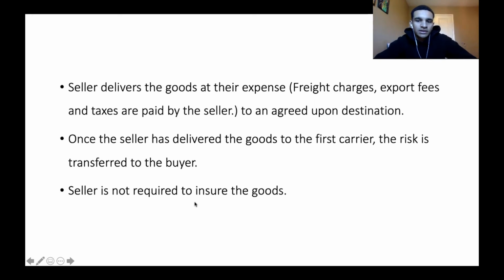Once the seller has delivered the goods to the first carrier, the risk is transferred to the buyer. So once I deliver my goods to, let's say, the first delivery company, which could be a trucking company that's going to take it to a dock, the risk is now transferred to the buyer, because I'm no longer responsible as a seller for what happens to those goods during the transportation process. The seller is also not required to insure the goods, so I'm not required to pay for insurance, so that if anything happens during the transportation process, the goods are insured.